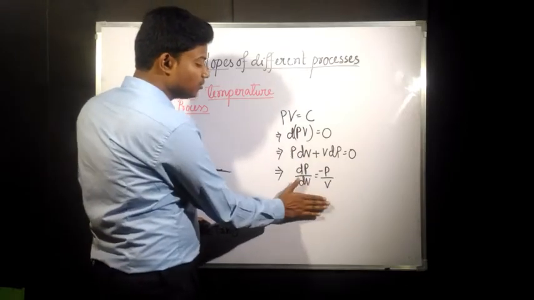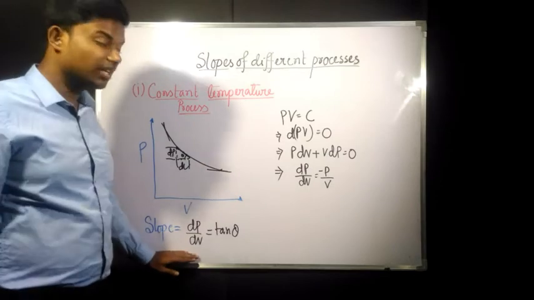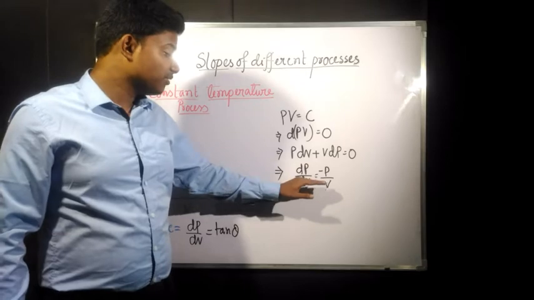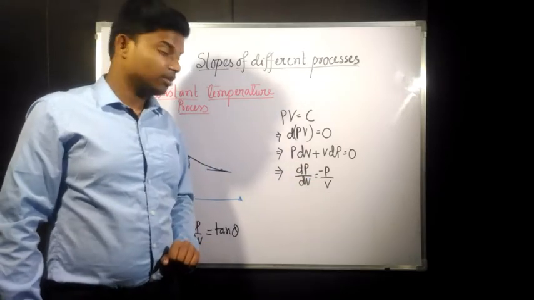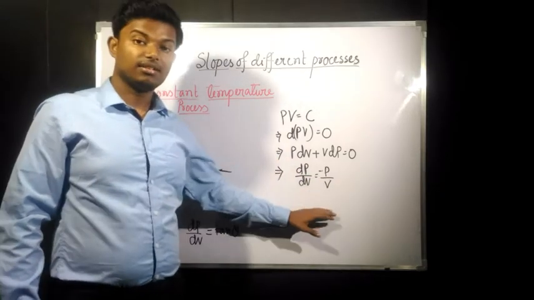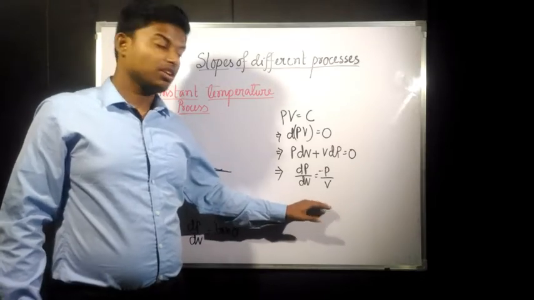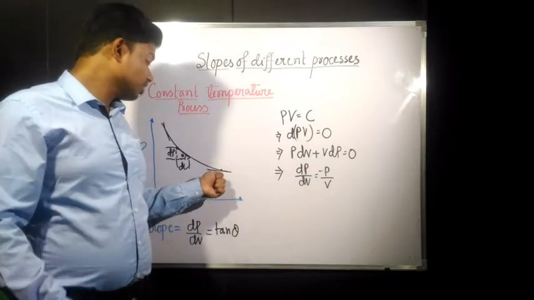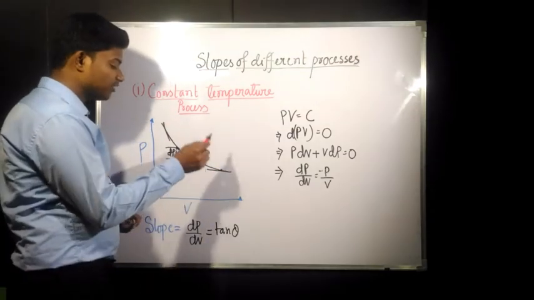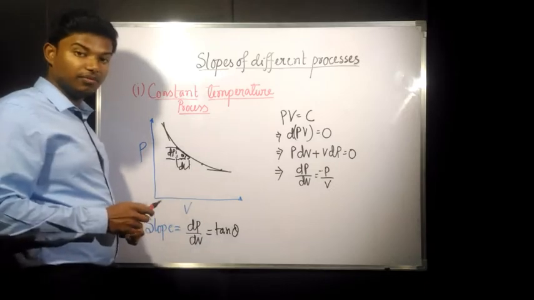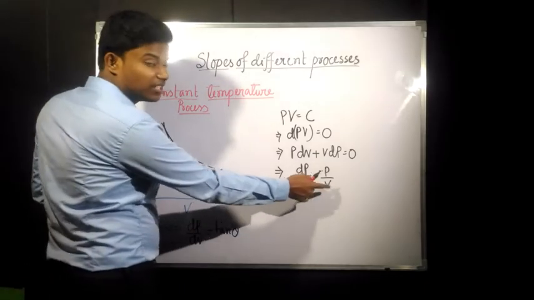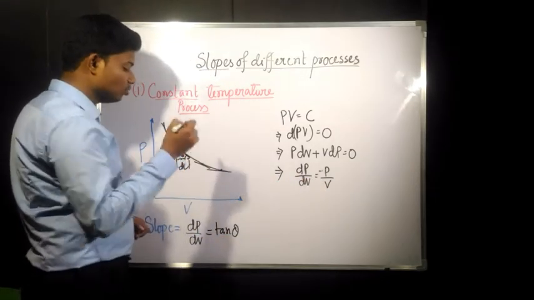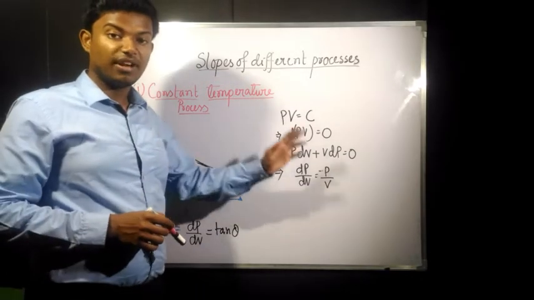So from this equation we can find dp by dv, which is the tangent of the small slope. In the general case, it gives dp by dv equals minus p by v. So this is in general the slope for an isothermal process. For each point there will be a pressure value and a volume value. Suppose at this point they have given some pressure and volume values. If you put them in this equation, you can get the slope at this point. Likewise we can find the slope.